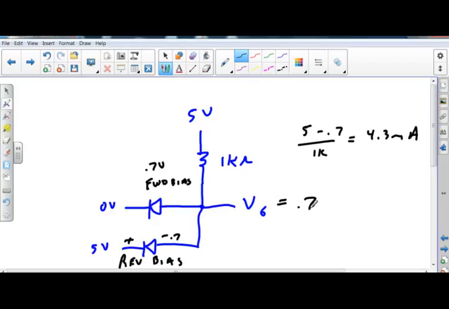The ones that are forward biased have a 0.7 voltage drop. I have current flowing through it. That means current has to go through some resistor. There has to be some voltage across that resistor. And that's the way I look at those things.